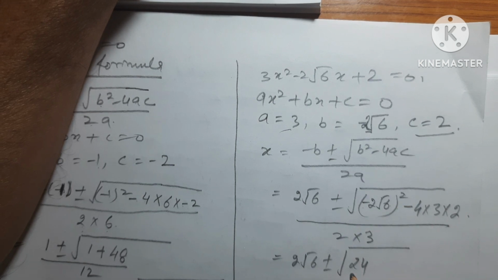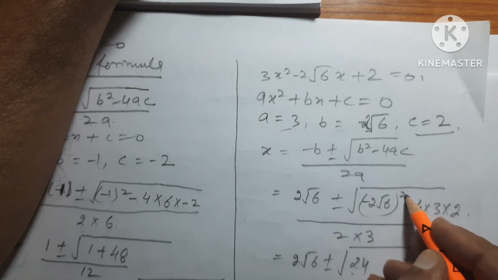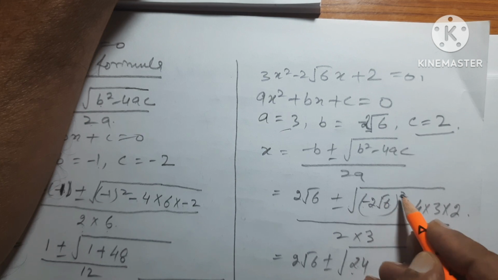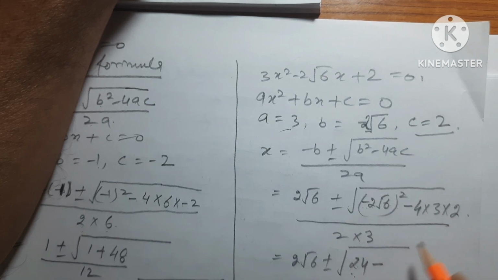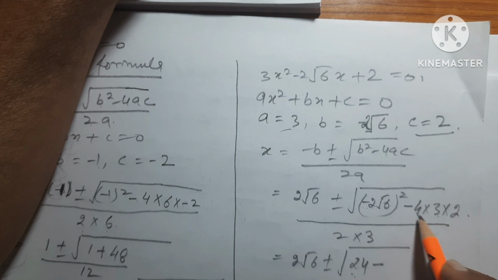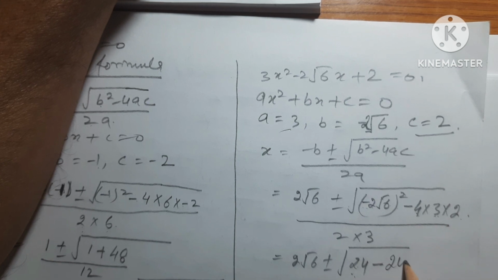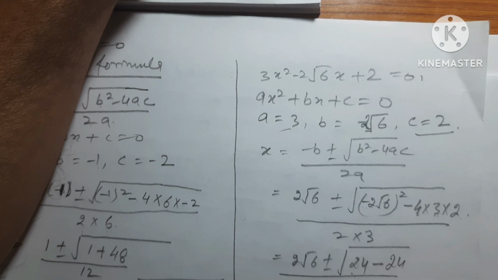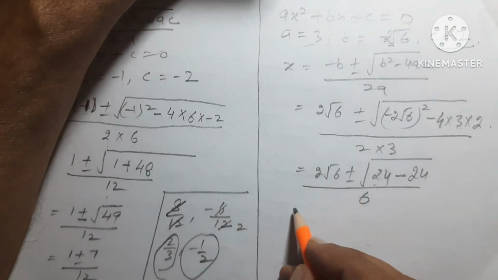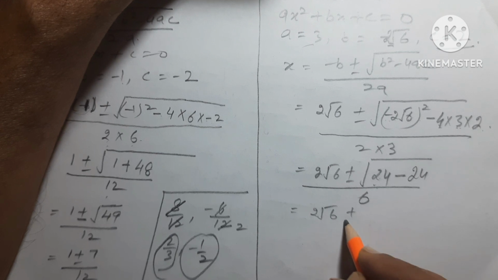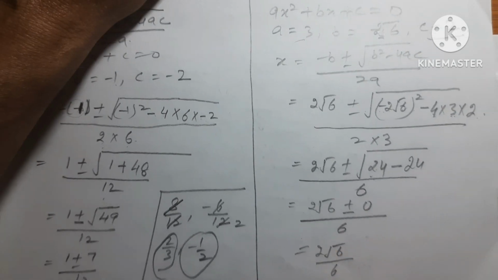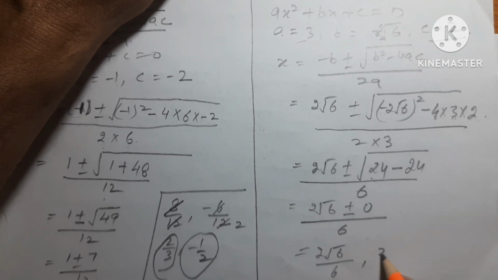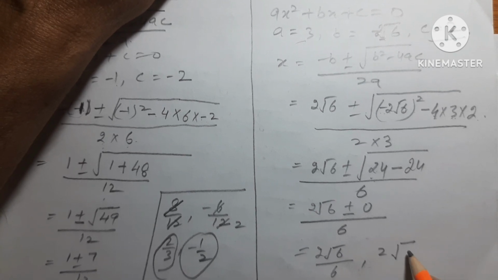Minus ka square is always plus. 2 square is 4 and 6, and this 6 under root and this power is cancelled. So 6 is left, 4 into 6, 24. Minus 4 into 3 into 2, 24. This is also 24 over 6. This is equal to 2 under root 6 plus minus 0 over 6. This is 2 under root 6 over 6. When you get only one value, you will write it twice, because a quadratic equation always has two roots.